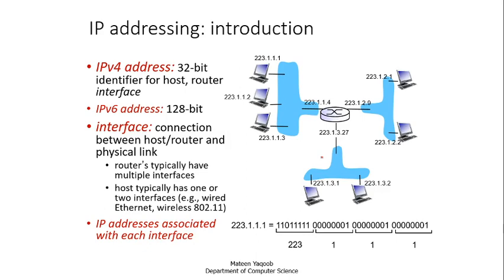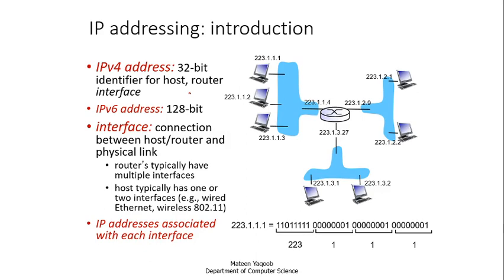IP addresses are of two types. They can be version 4 or version 6. A version 4 IP address consists of 32 bits, and version 6 consists of 128 bits. So in version 4 there are 32 bits for the host and router interface, and in version 6 there are 128 bits for the host and router interface.